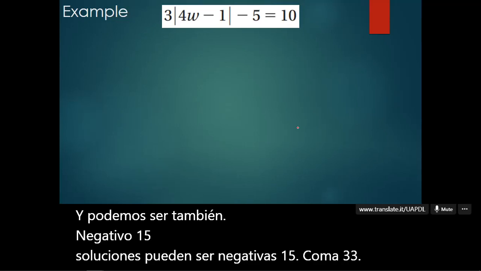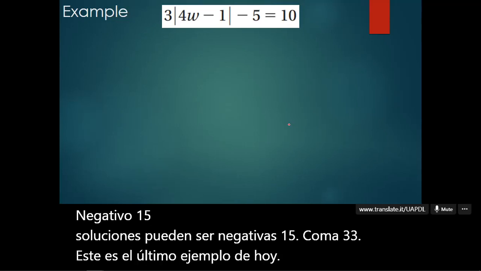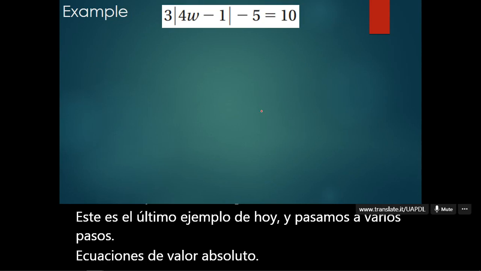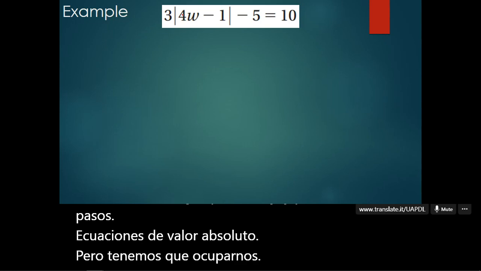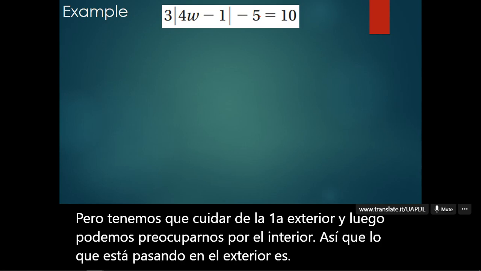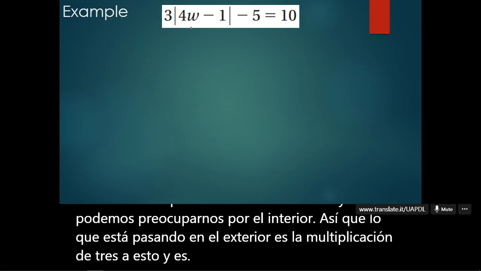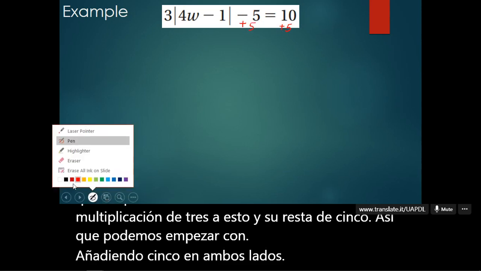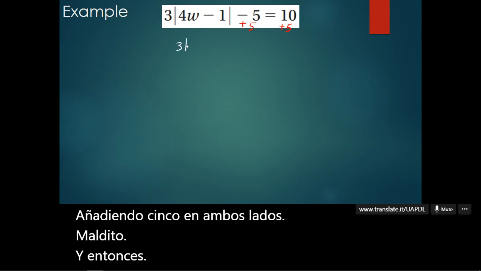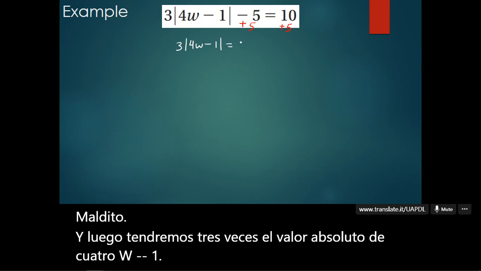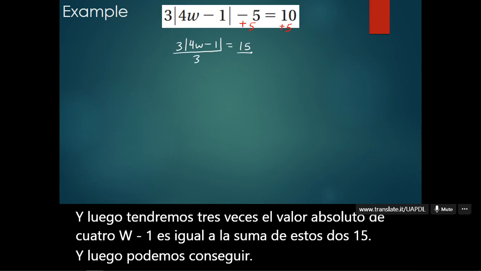Here's the last example of the day, and we move on to multi-step absolute value equations. But we need to take care of the outside first, and then we can worry about the inside. So what's happening on the outside is multiplication of 3 to this and a subtraction of 5. So we can begin with adding 5 on both sides. Okay, and then we'll have 3 times the absolute value of 4w minus 1 is equal to the sum of these two, 15. And then we can get rid of this 3 by dividing both sides by 3.